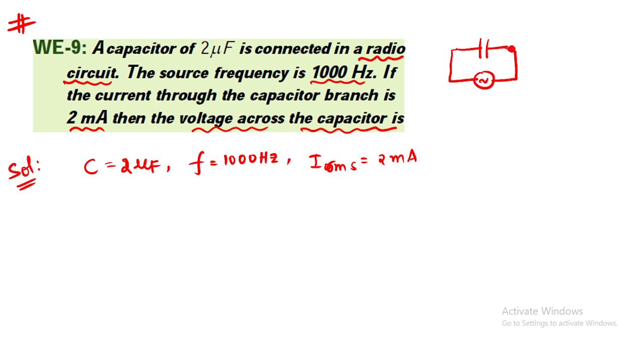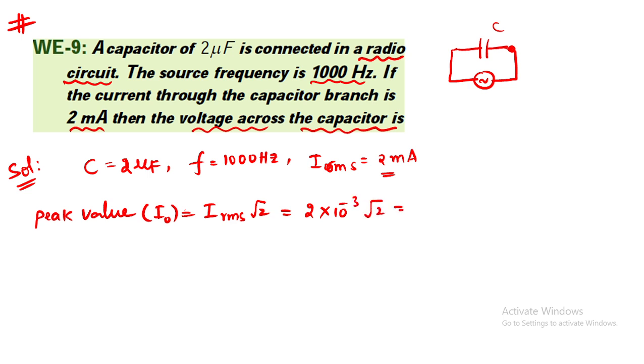So this is a capacitor-only concept. The RMS current through this is 2 milliamperes. So can I write the peak value? Let's calculate the peak value, which is I naught. I naught is I RMS times root 2. So the total answer will be 2 times 2 into 10 power minus 3, times root 2. So 2 root 2 milliamperes. This is the peak value.